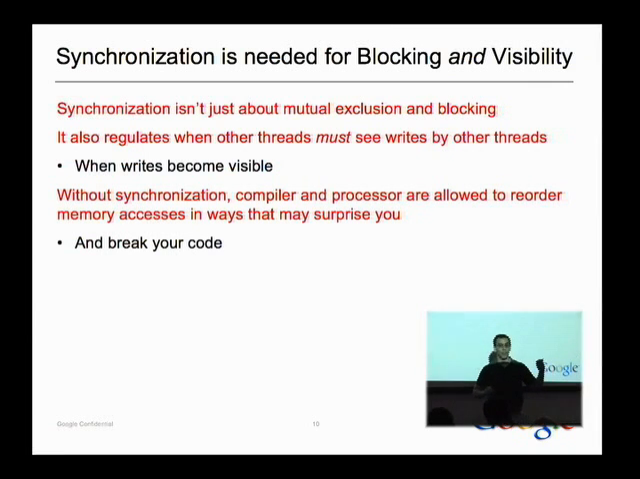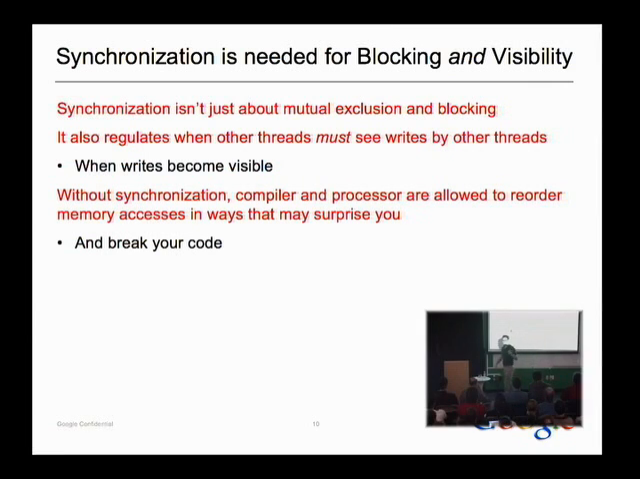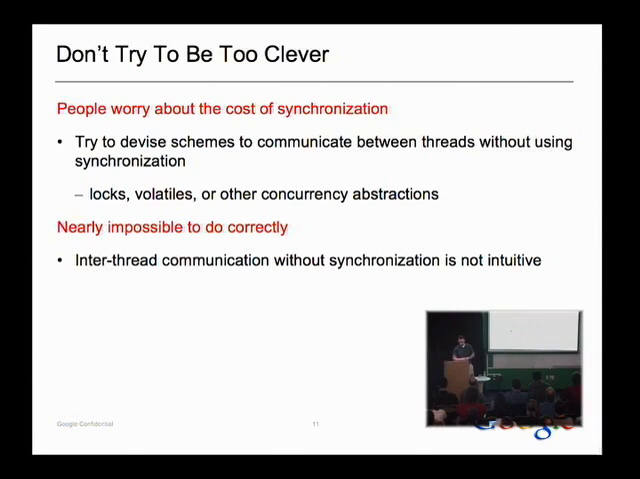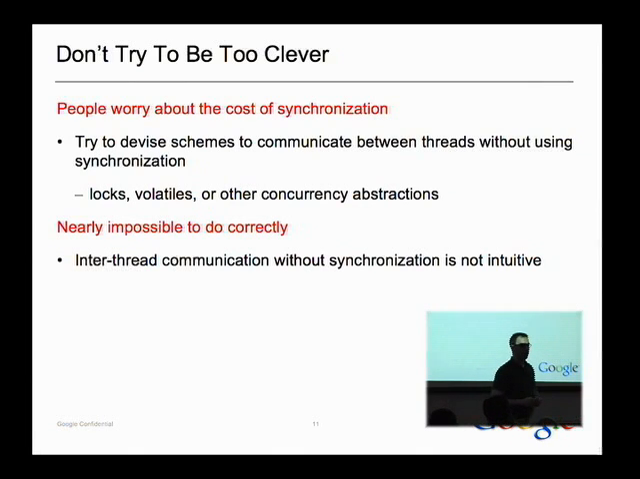And break your code if you wrote it in such a way that expects these sort of strong visibility properties. So it's something that I'm going to come back to again and again. I've already come back to it twice, I think. Here's a third time. People worry a lot about the cost of synchronization, but the cost of getting something wrong and having it be in production is a pretty high one also.